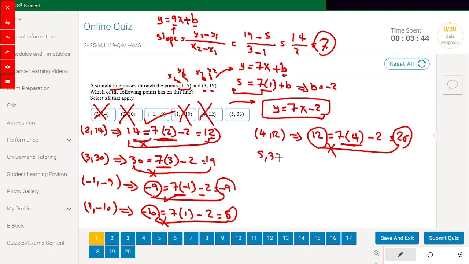Then (5, 33). So 33 equals 7 multiplied by 5, minus 2. 7 multiplied by 5 is 35, minus 2 is 33. So they are equal, so this is the right point.